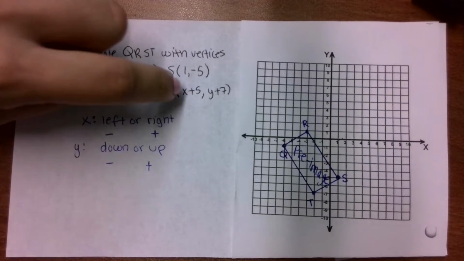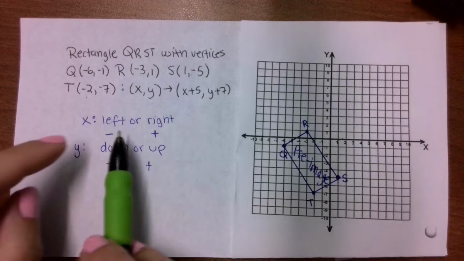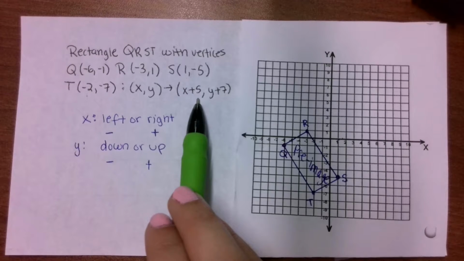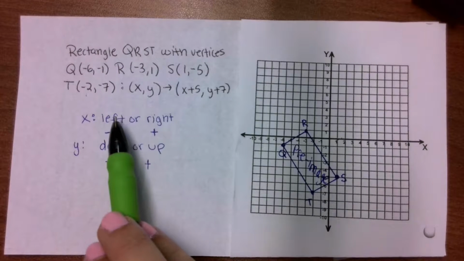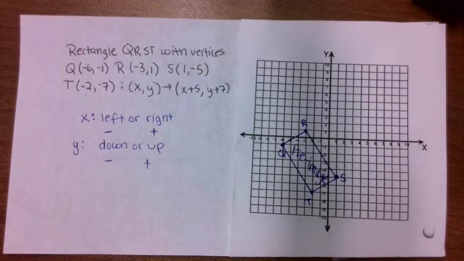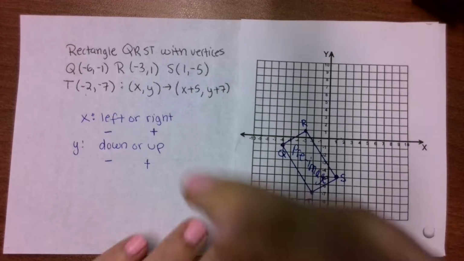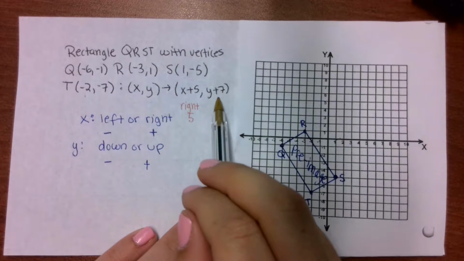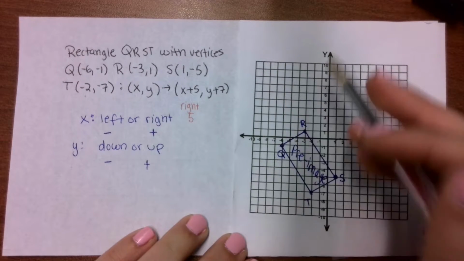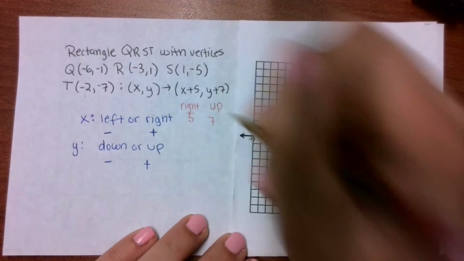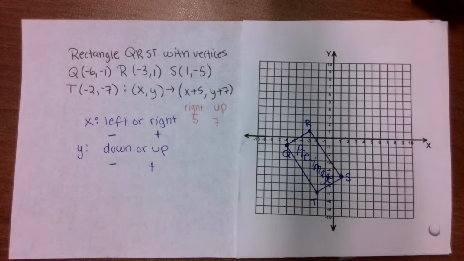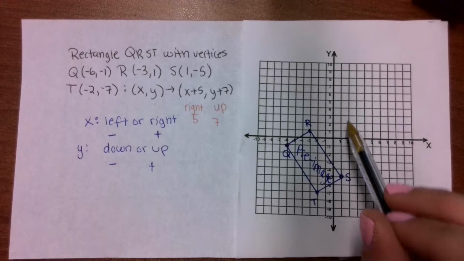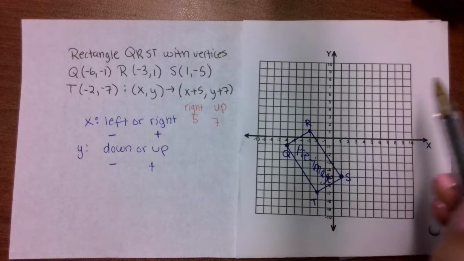So every problem, they're going to give you a different translation. So just as long as you recognize the plus and minus, and whether it's associated with the X or the Y. So right here we have X plus 5. Because of my X's, I know I'm either moving left or right. It's positive 5, so I know I'm going to be moving right 5. And my Y is either up or down. It's positive, so I know I'm going up 7. So this is what we're going to do. We're going to take one point at a time, and each point we're going to move it 5 to the right and up 7. That becomes our image.